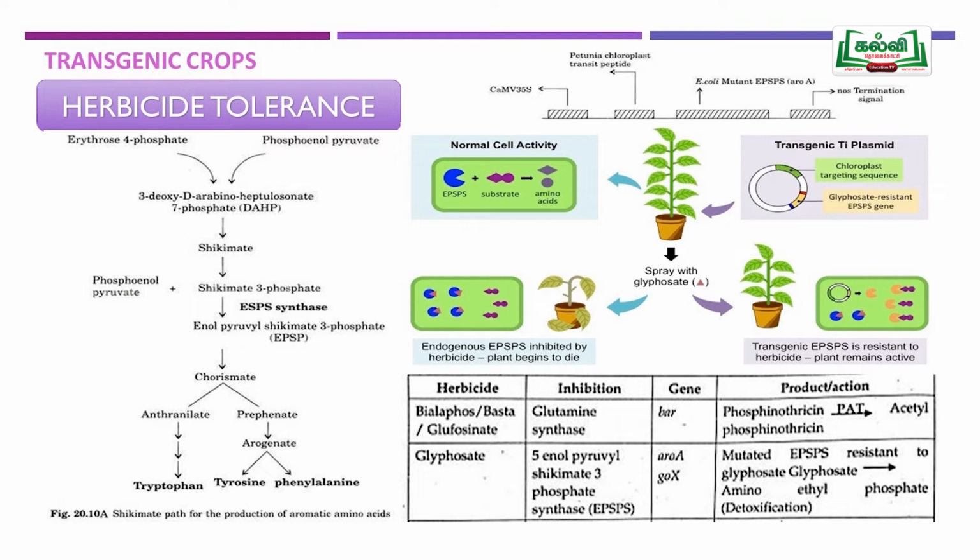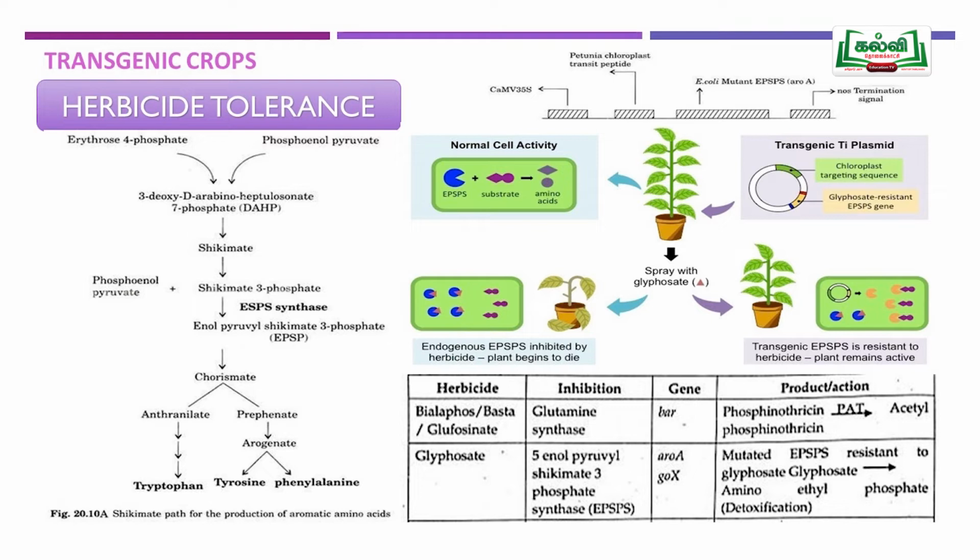So we definitely have to create a herbicide tolerant plant. In this case, we have to use a mutated EPSP synthase gene. That mutated gene is isolated from an organism; the gene we are taking is the aroA gene. We have to take the mutated gene and insert it into a transgenic plant. The mutated gene will produce a mutated EPSP, and that mutated EPSP won't be affected by the herbicide glyphosate.